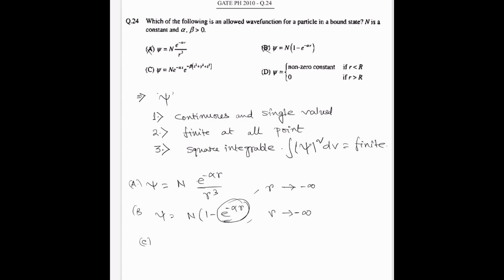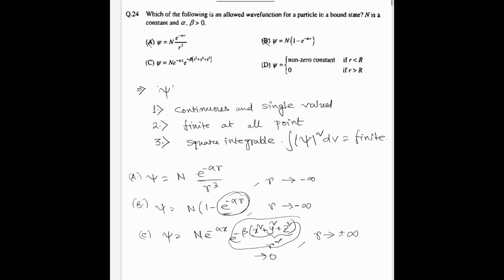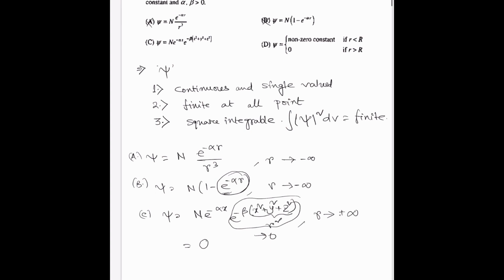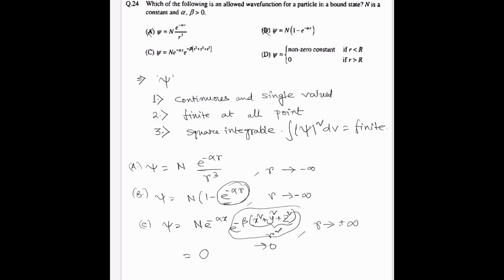Option A, B are ruled out, and we will check option C, which is psi equal to N exponential minus alpha x, e to the power minus beta times x square plus y square plus z square. So this is basically r square. As you can see, in this case, if r goes to plus or minus infinity, this term will go to 0. So this will give the total value as a finite one, because 0 is a finite value. So this is an allowed wave function because property 2 is satisfied.